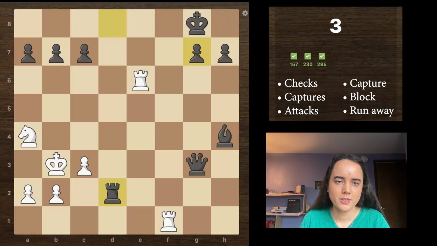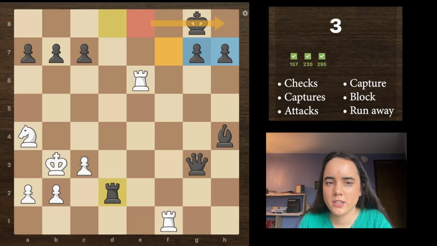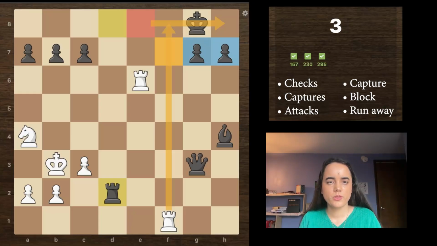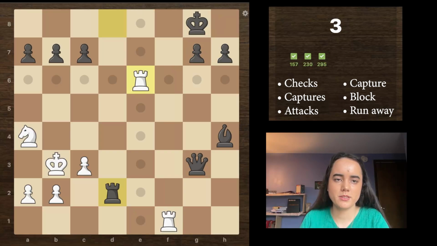Hold on. Let's do that again. The rook covers these squares. The pawns cover these two squares. And now this square, it looks like he could go there, but then we actually realize he can't because this rook is covering that square. And so the king has nowhere to go, and so this is another checkmate.